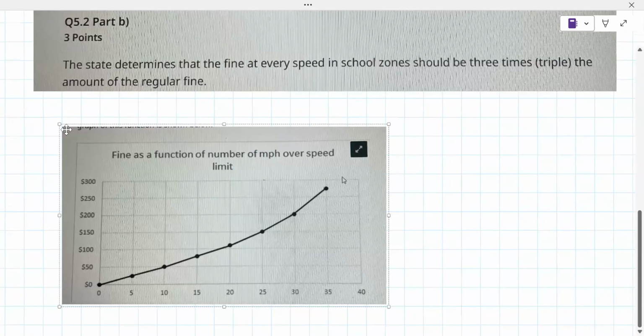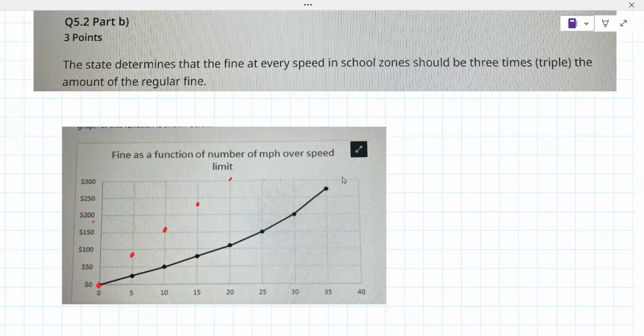The state determines the fine at every speed in school zones should be 3 times, triple the amount of the regular fine. Now, what I don't know is, does this include, I guess these are all possible speeds. School zones are like 15, like imagine going 50 through a school zone, sounds really bad, but basically every number is getting tripled. Okay, so 0 actually stays the same, but 25 goes to 75, 50 goes to 150, 80 goes to 240-ish, 100 goes to 300.